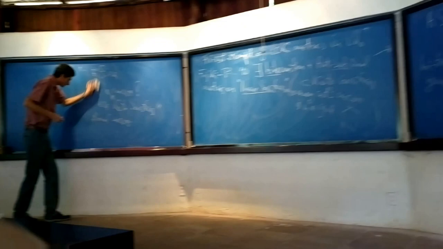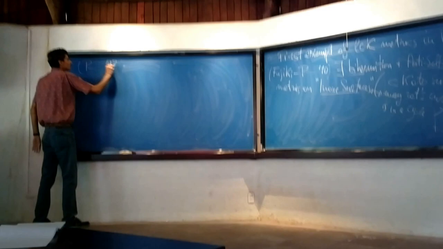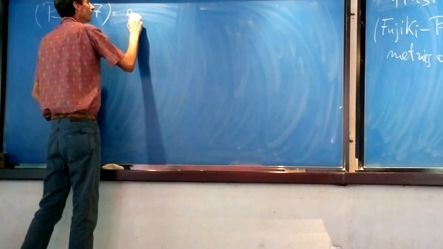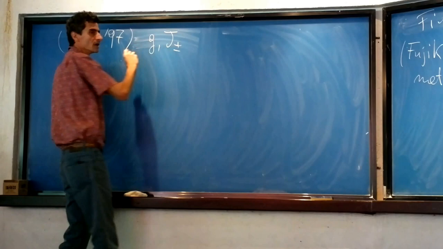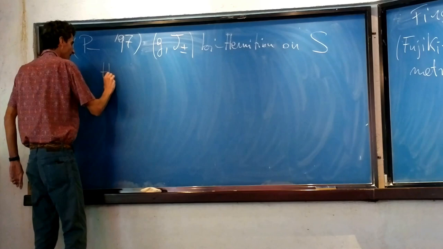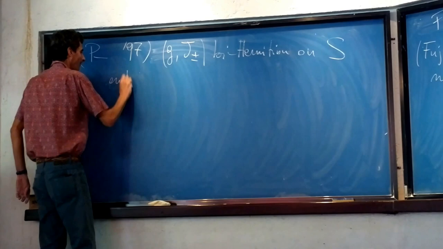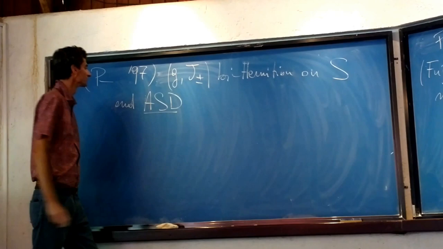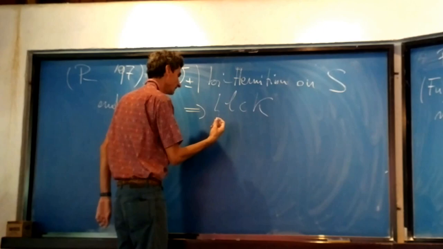This is linked to Vaisman's question by a previous result, which says that if you have a bi-Hermitian metric on a four-dimensional manifold which is anti-selfdual, so this is just a condition on g, then the metric is automatically LCK and also satisfies this equation. So it's a generalized Kähler metric.